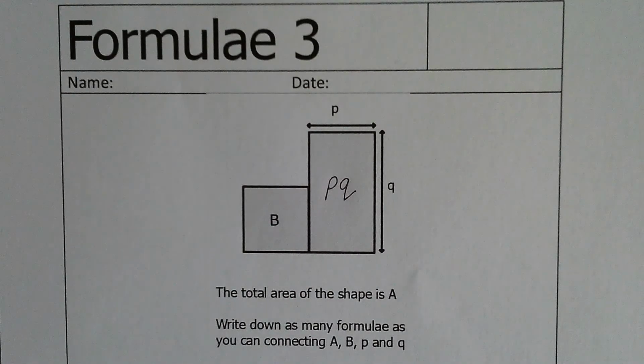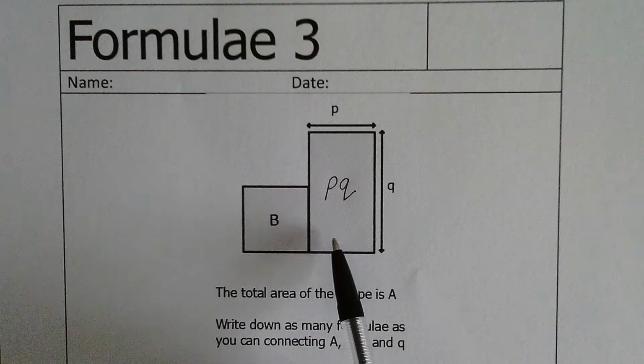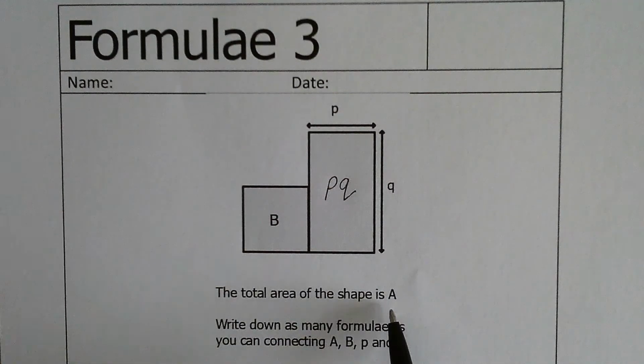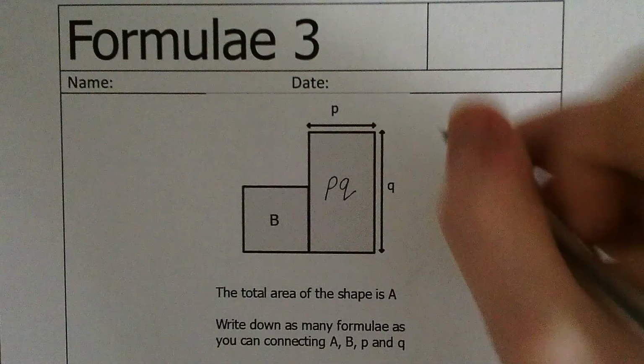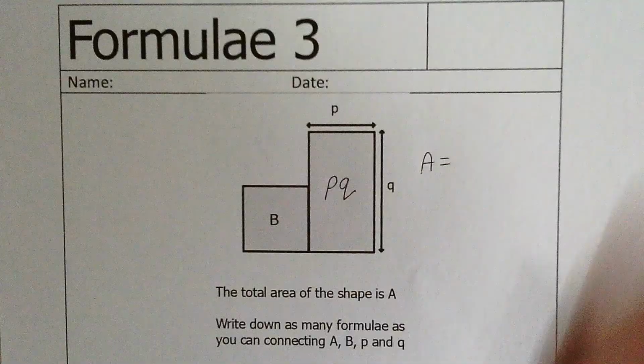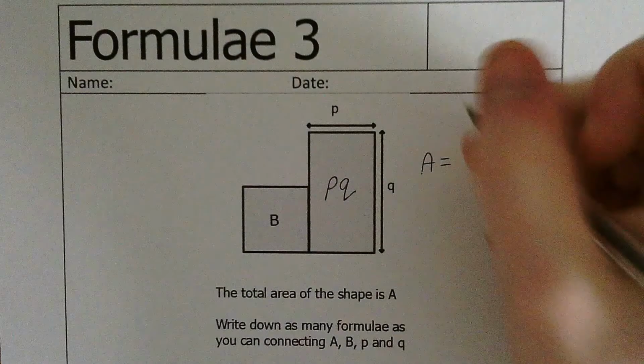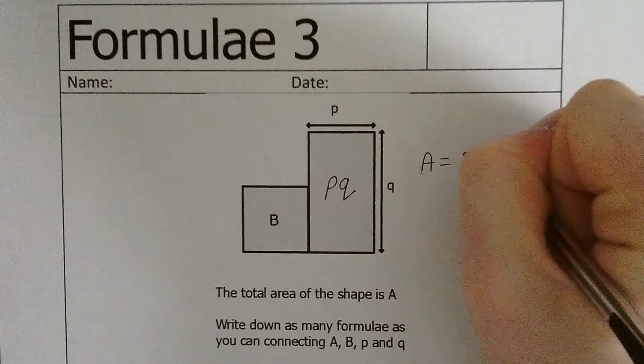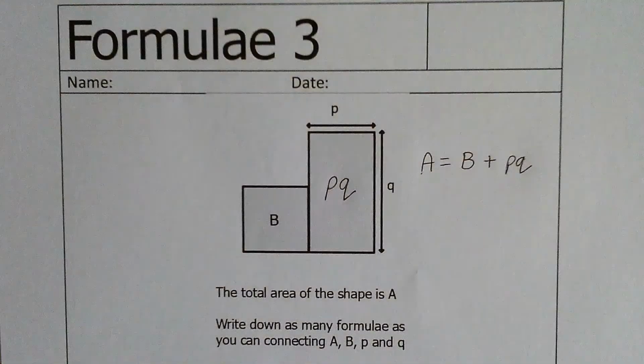Now that I know that the area of the rectangle is PQ and I know that the area of the square is B, what would I need to do to those two values to get the total area, which I know is equal to A? If I add this area and this area together, I should get the total area. This means we have a formula of A equals B plus PQ.